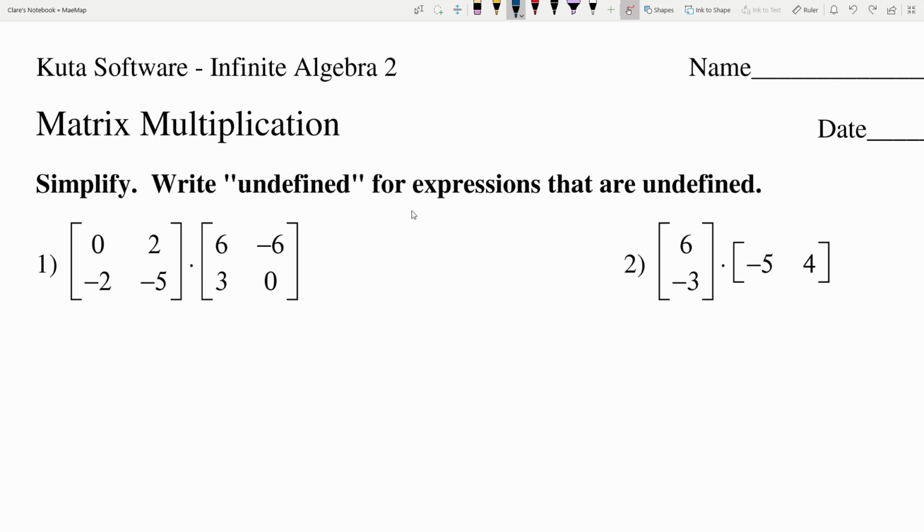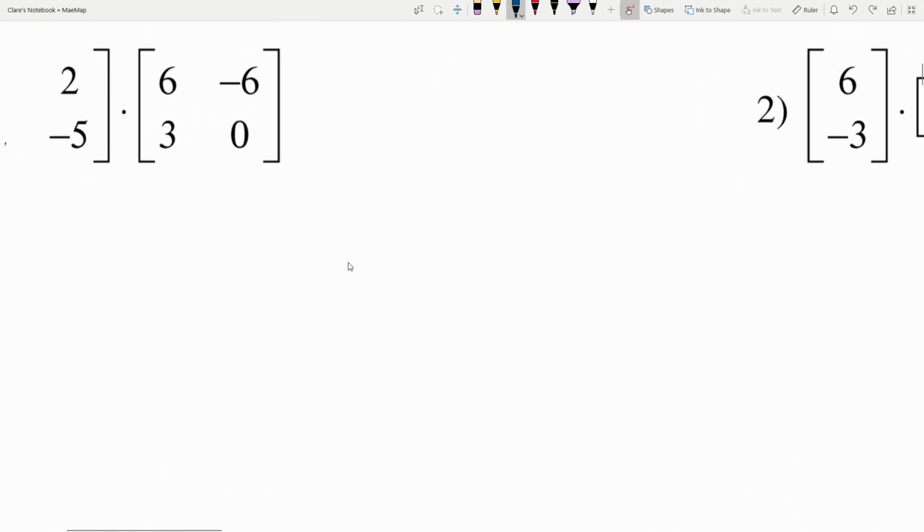Well, in order to multiply a matrix by another matrix, the first matrix times the second matrix, the number of columns in the first matrix has to match the number of rows in the second matrix. That's the only way we'd be able to multiply matrices together. Otherwise, we write undefined. So let me clarify that a little bit more in number 1.